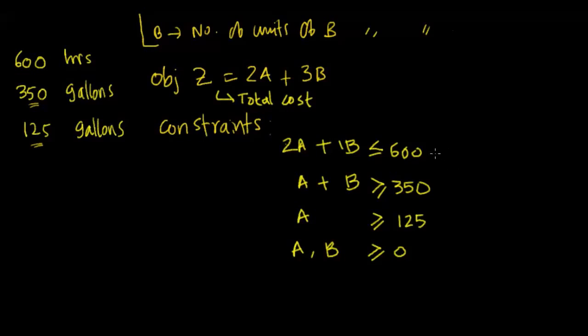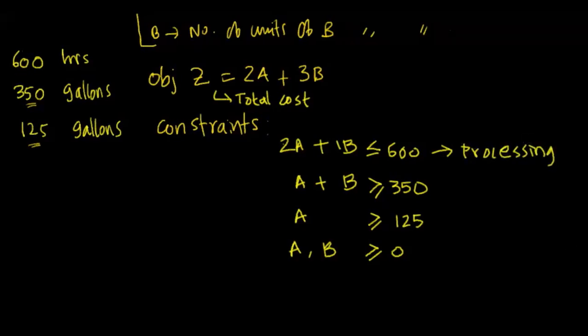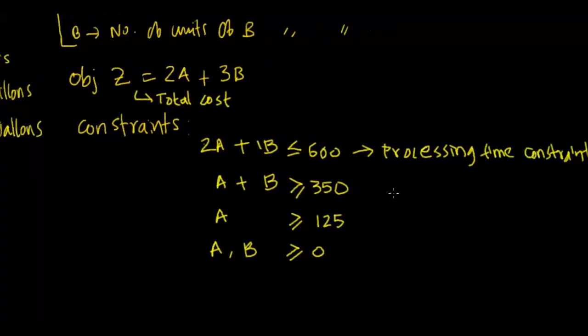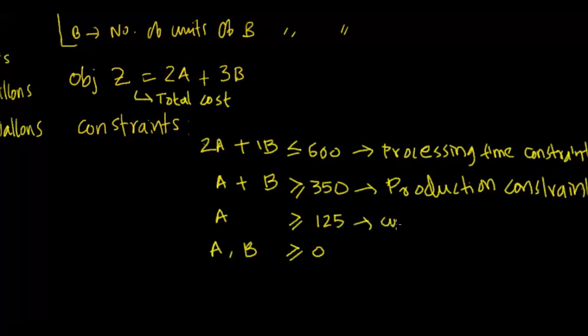Now this is my processing time constraint. I'll just scroll. This is the production constraint, and finally this is the customer requirement constraint. This is just for reference sake.